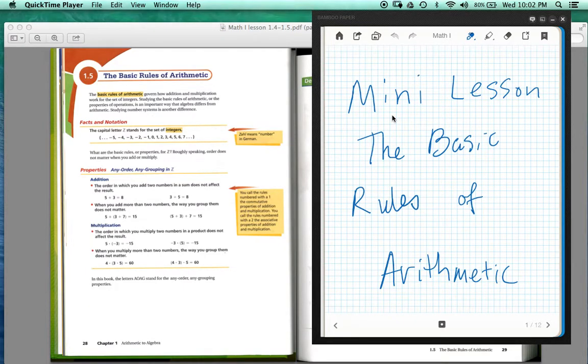So what we have here is a mini lesson on the basic rules of arithmetic. I'm going to try to keep it to under 7 minutes, but basically this is just a little example of how the flipped classroom works. This will be what we do. You watch this video whenever you get a chance, whether it's at home or at school, and then you take the information you gather from the video and any notes you may take and bring it in, and we work the problems.